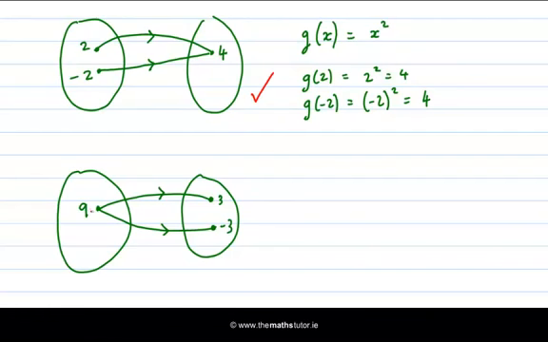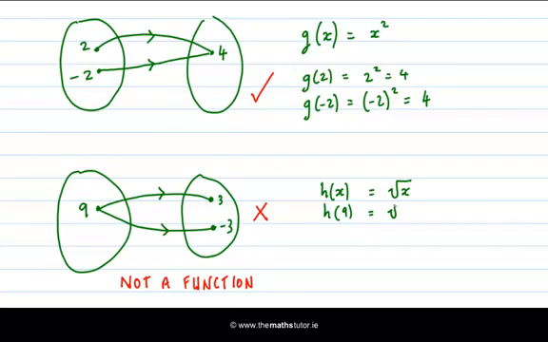But down below, we have a mapping where 9 is mapped to 3 and 9 is also mapped to -3. Well, this cannot happen. This means it is not a function. So this is not a function. The definition of a function says that each input must have only one output. Just so you know, this function here would perhaps look like h of x is equal to the square root of x. So the h of 9 is the square root of 9, which is plus or minus 3. So we have a choice.